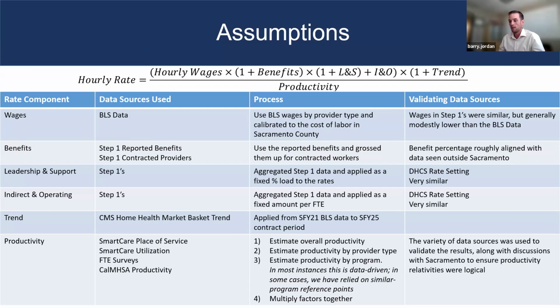Next is trend. This is where we've gone through the first four adjustments that establish essentially a historical baseline of wages, grossed up for benefits, leadership and support, and indirect and operating expenses. Now trend gets us to project that historical time frame into the fiscal year 25 time frame. This is based on the CMS Home Health market basket trend and is applied from fiscal 21 to fiscal 25, and is consistent with what DHCS used as well.